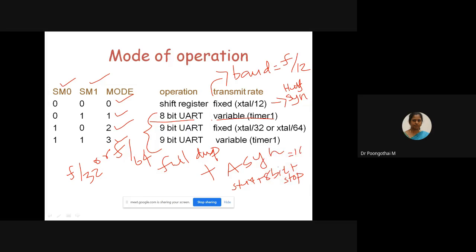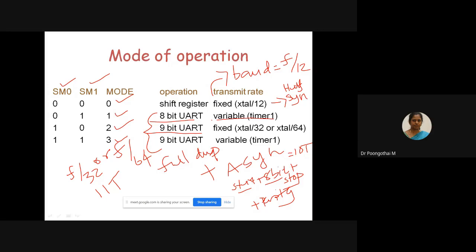10T means 10 clock cycles. It requires 10 clock cycles to transfer a single byte of data: start bit plus 8-bit data plus stop bit. 9-bit means start bit, 8-bit data, and stop bit along with parity. This format follows 11T, meaning 11 clock cycles are required to transfer or receive 8-bit data. That is called the 9-bit UART mode. Here the baud rate is fixed: XTAL divided by 32 or XTAL divided by 64.